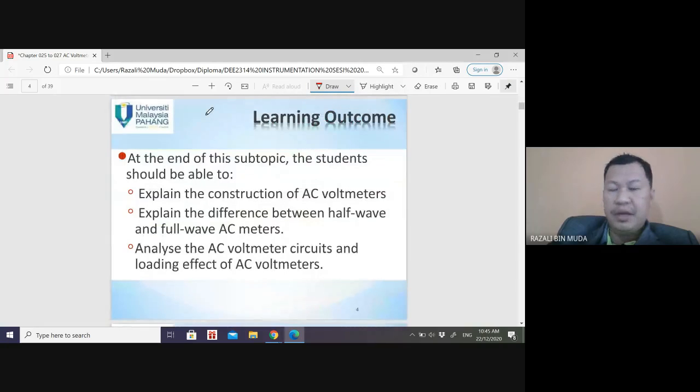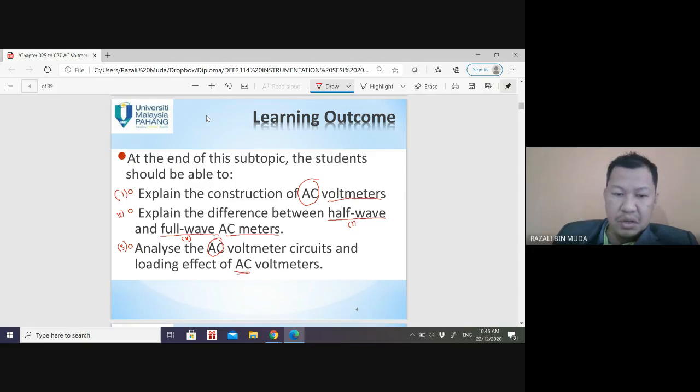Learning outcome. At the end of this subtopic, the students should be able to explain the construction of AC voltmeter, explain the difference between half wave and full wave AC voltmeter, and third, analyze the AC voltmeter circuit and the loading effect of AC voltmeter.